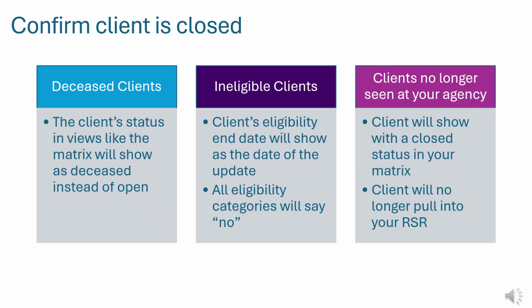To confirm that the client is closed, you can check the following things. For deceased clients, they will have a status that says deceased in the matrix views. Program ineligible clients will have an eligibility end date that mirrors the date of your update, and all eligibility categories on the Eligibility History tab will say no. For clients who are no longer seen at your agency, the client will show a status of closed in your matrix view, and the client will no longer pull into your RSR.